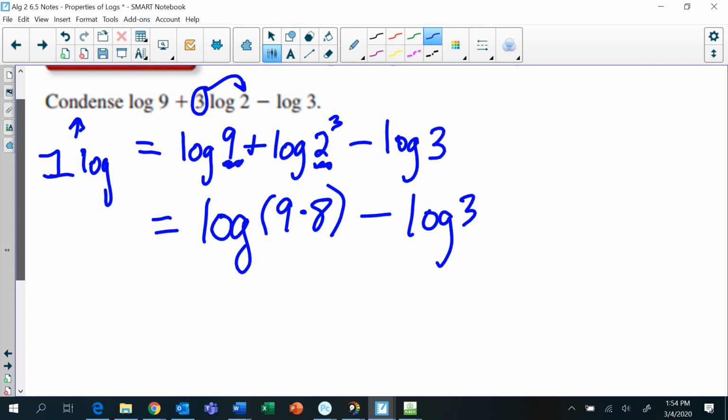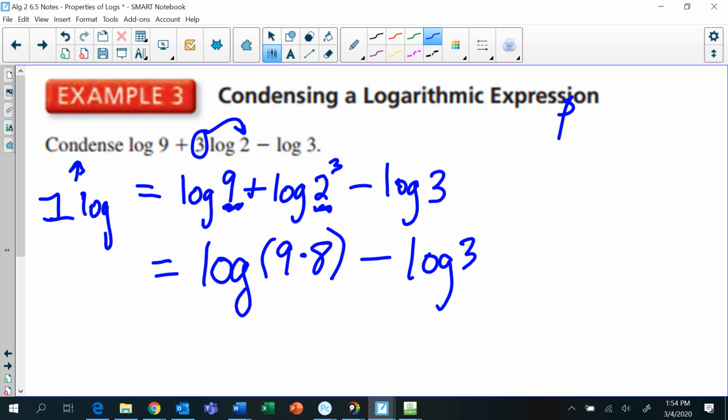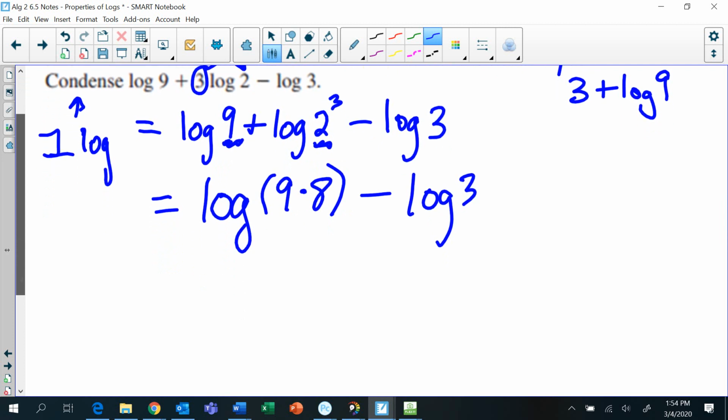What if it's on the other side of the log, like 3 plus log 9? We could not combine those because they don't have the same base. This one's not a logarithm and that is, so we just couldn't combine it. A plus sign or something separates them and makes them into different terms.